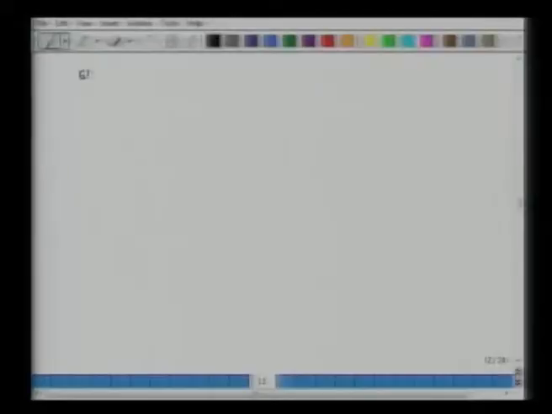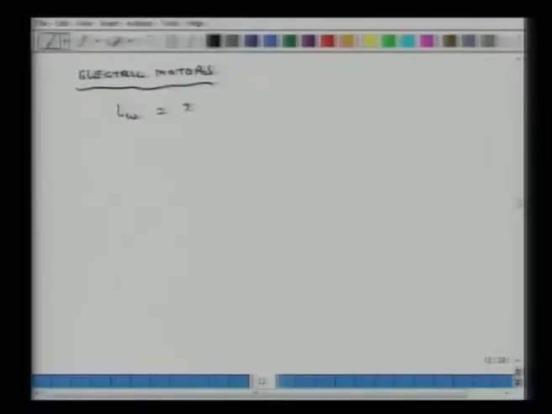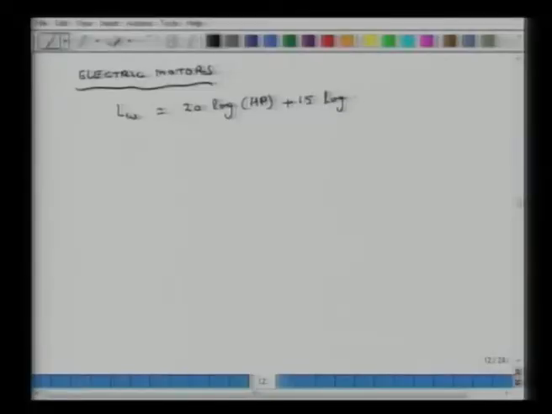Electric motors, this is just to give you a flavor that depending on which type of machinery or components you have, you have to figure out what are the noise signatures of different components. So for this, LW is 20 log of power, but we express power in horsepowers because most of the motors are rated in horsepowers, plus 15 log N, where N is the RPM, plus KM. Typically this KM is provided by the manufacturer or it is quite often used as 13 decibels.